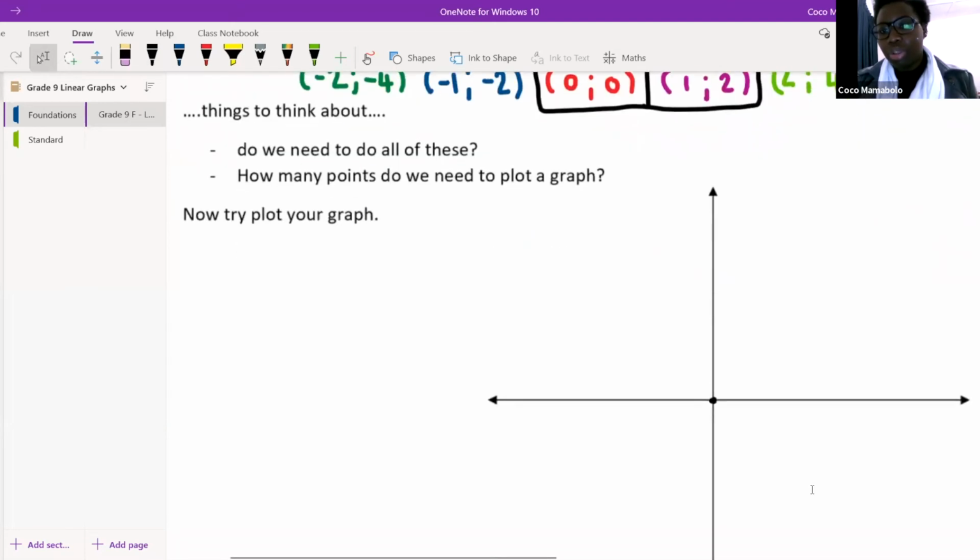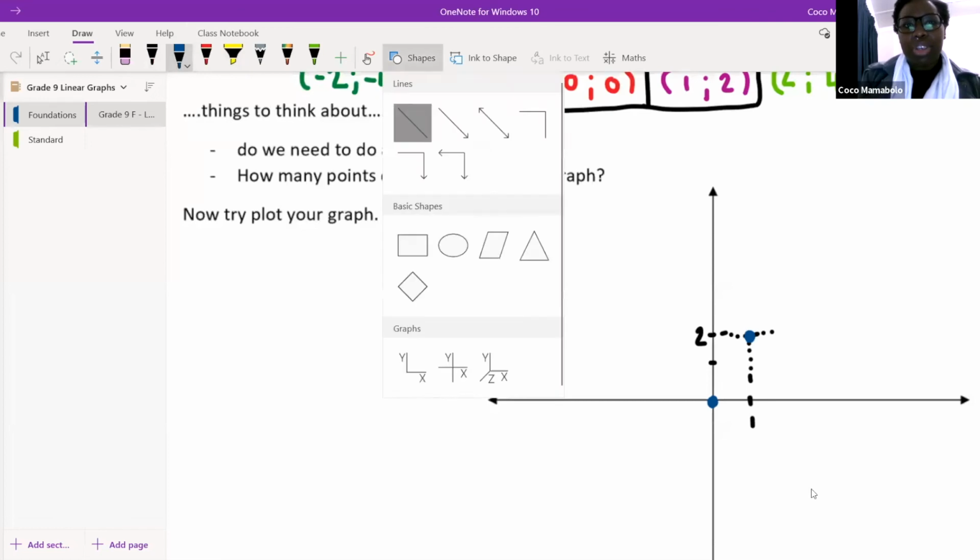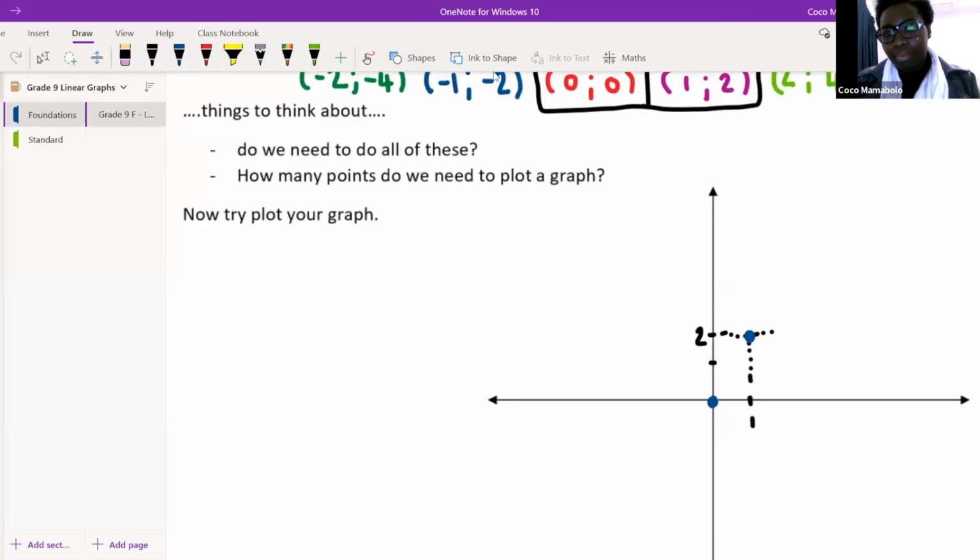So I'm going to go onto my graph, and my x value is 1, so over there. And then my y value is 2, there's 2 over there. Then I'm going to see where they join, and I find that they meet over here. So I've got my origin point and that point, and then I'm just going to grab my ruler and join those 2 points.